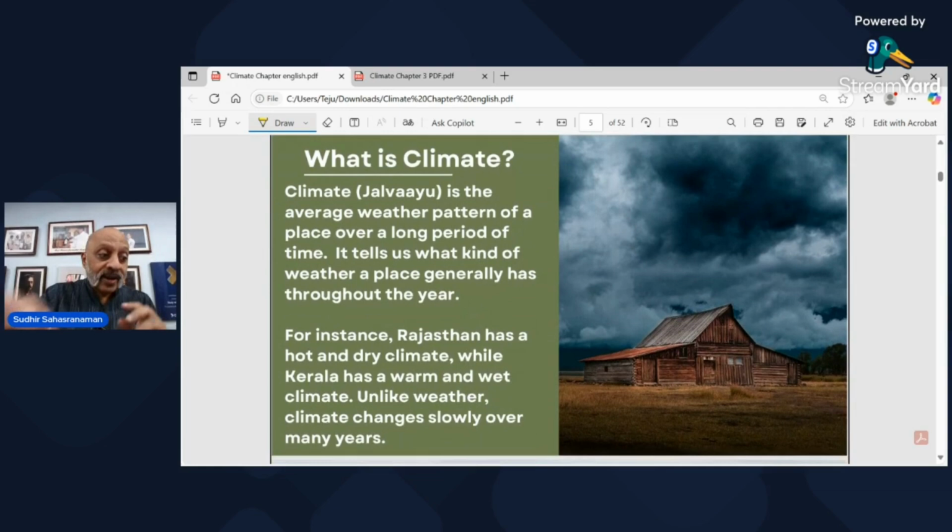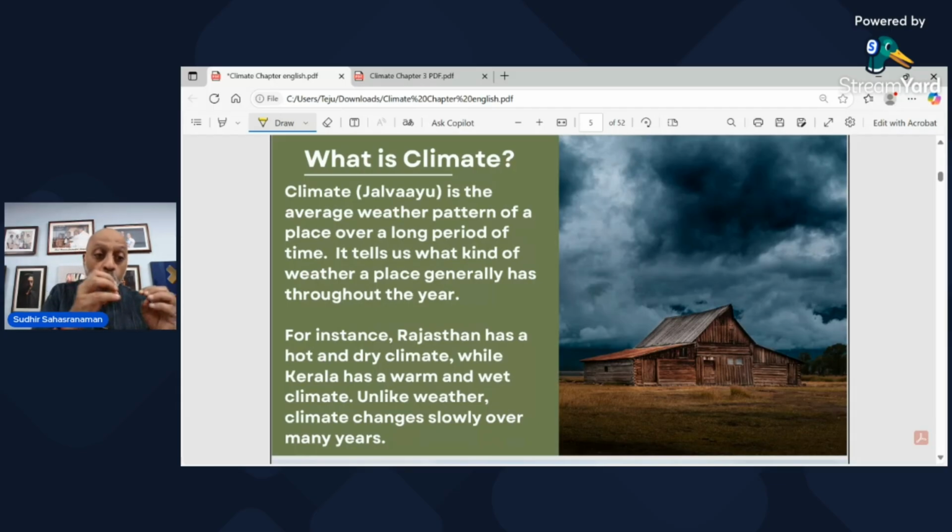What is climate now? Climate in Hindi is referred to as Jalvayu. That is referred to as Mausam. This is called Jalvayu. Now, climate is the average weather pattern in a particular place over a long period of time. For example, we are told that Rajasthan has a very hot and dry climate. Kerala, most cities, like if you go to Kochi or Visakhapatnam on the east coast, have a very hot and humid kind of climate. So you are referring to a long pattern of weather conditions. So the weather pattern of a place over a long period of time is referred to as climate.